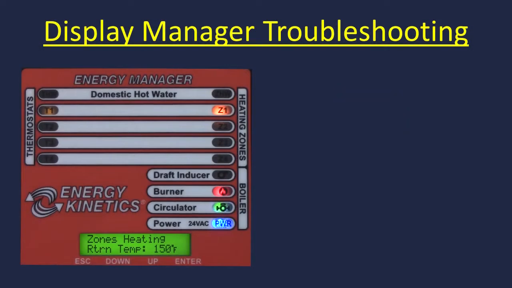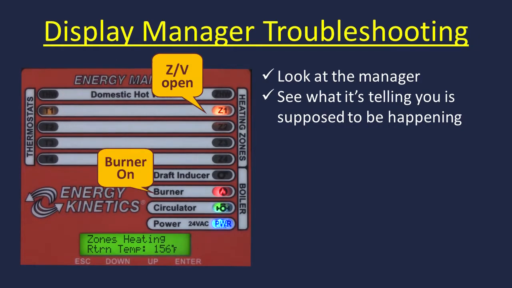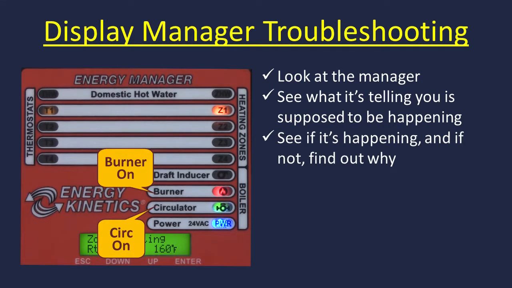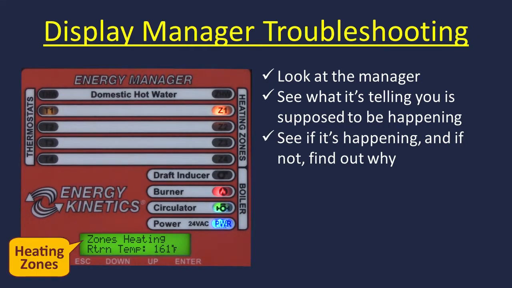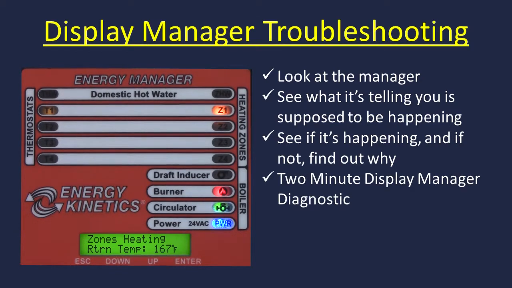To troubleshoot the system, follow these simple steps. Look at the manager. See what it's telling you is supposed to be happening, and see if it's happening, and if not, find out why. If you don't find the problem, perform the 2-minute display manager diagnostic to check all manager functions. This will be demonstrated later in the video.